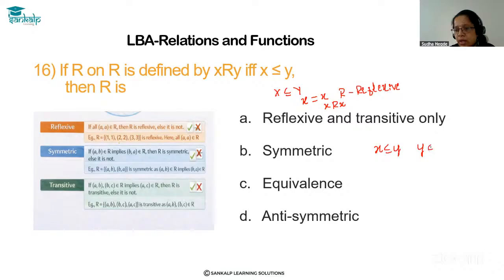Now, if x is less than or equal to y, is it possible to have y less than or equal to x? For example, 1 is less than or equal to 2. Can I write 2 less than or equal to 1? It's not possible, right? Therefore, R is not symmetric.